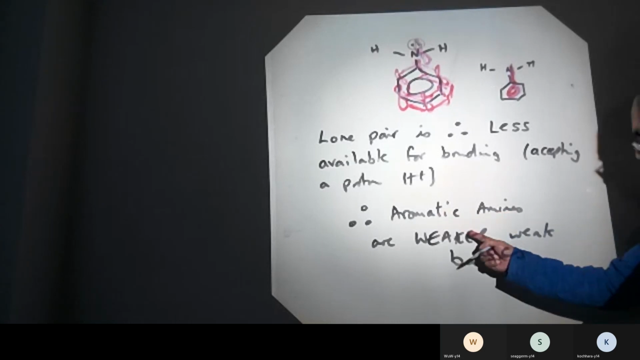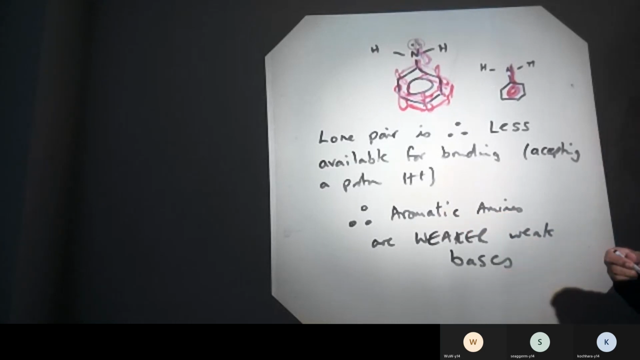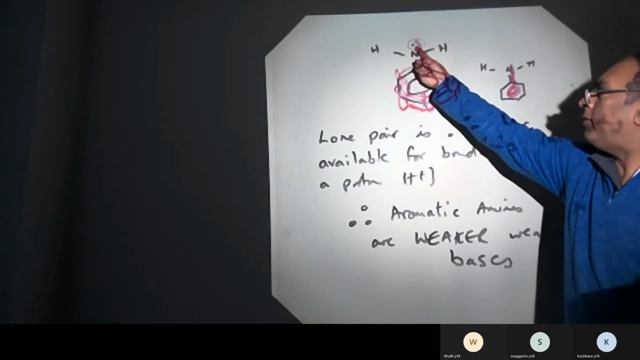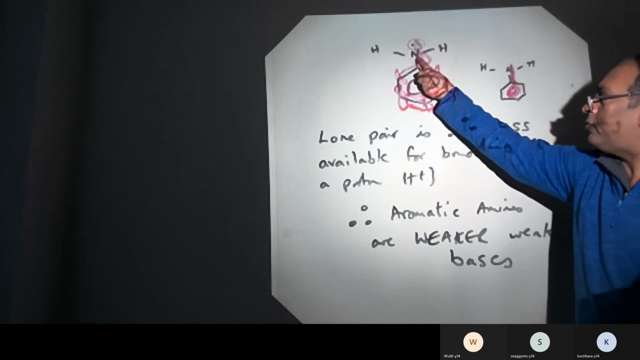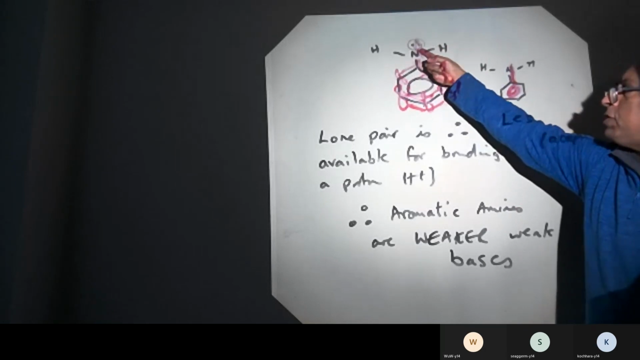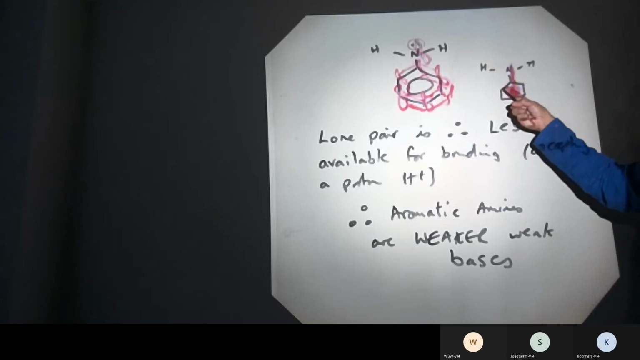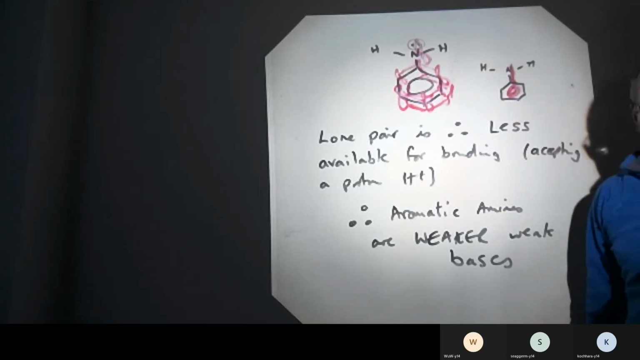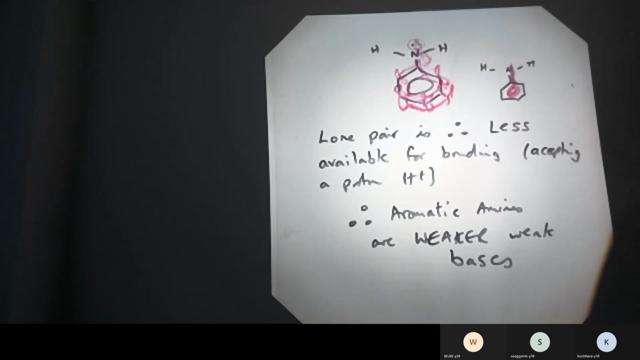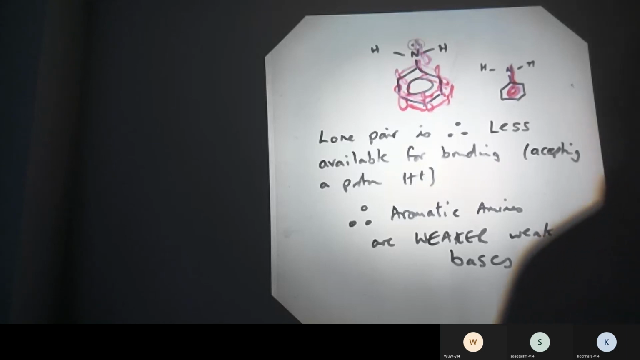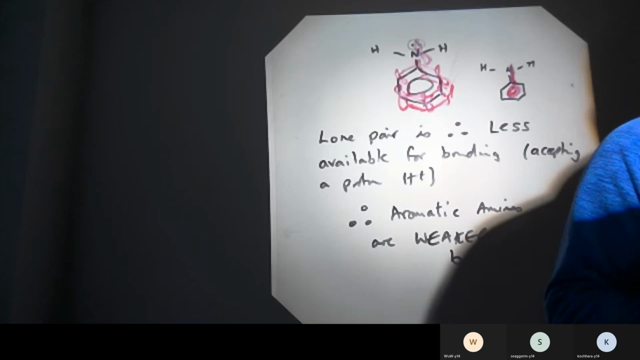Aromatic amines are weaker weak bases because the pair of electrons on the nitrogen that we need for it to be a base become involved in the delocalization. And as they become involved in the delocalization, they're less available for bonding. As they're less available for bonding, that fundamentally means they will be weaker weak bases. Okay?